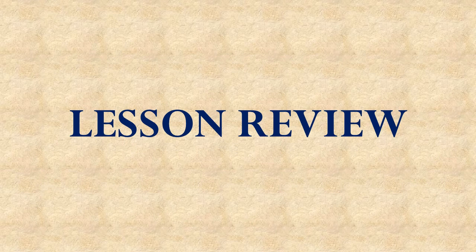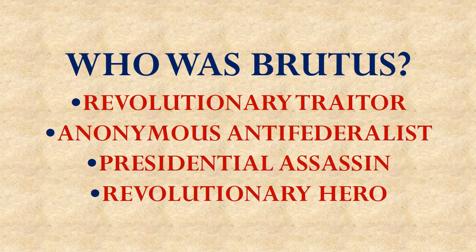So now let's review what we learned in this lesson. First of all, who was Brutus? Was he a Revolutionary War traitor? An anonymous anti-federalist? A presidential assassin? Or a Revolutionary War hero? Brutus was an anonymous anti-federalist who thought that there were flaws in the Constitution that he tried to expose.